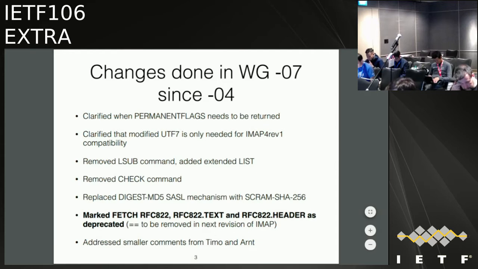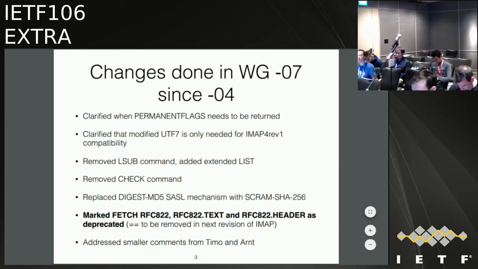Biggest changes, there were some good questions from Timo, a long list, which is mostly addressed now. Things like permanent flags, clarification, and clarifying that modified UTF-7 is only used for IMAP4 compatibility are done now. The other biggest changes are removing the LSUB command and adding extended list. The check command got removed. DIGEST-MD5 was replaced with SCRAM-SHA-1 and SCRAM-SHA-256.